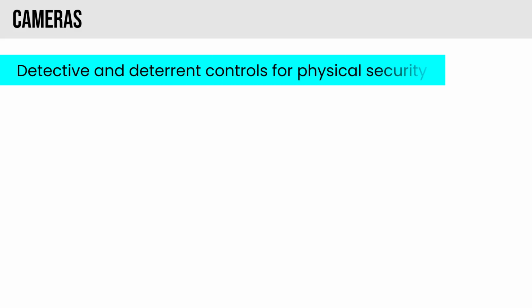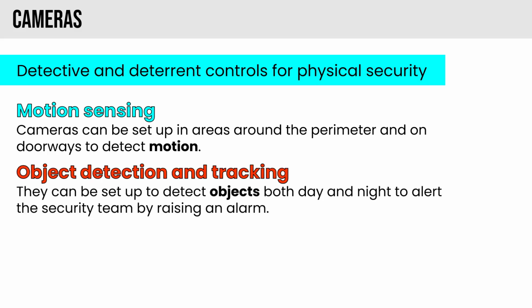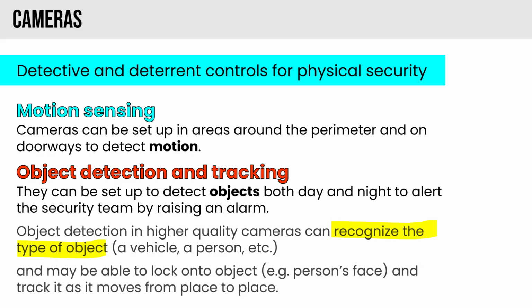Cameras. So these are detective and deterrent controls for physical security. Some cameras are motion sensing. They can be set up in areas around the perimeter and on doorways to detect motion. Others have object detection and tracking capability. They can be set up to detect objects both day and night and to alert the security team by raising an alarm. Now, object detection and higher quality cameras can sometimes recognize the type of object, like telling a person from a vehicle. And it may be able to lock onto an object, like a person's face, and track it as it moves from place to place.